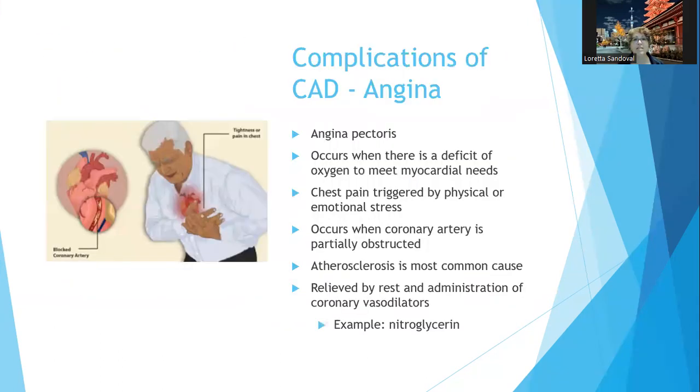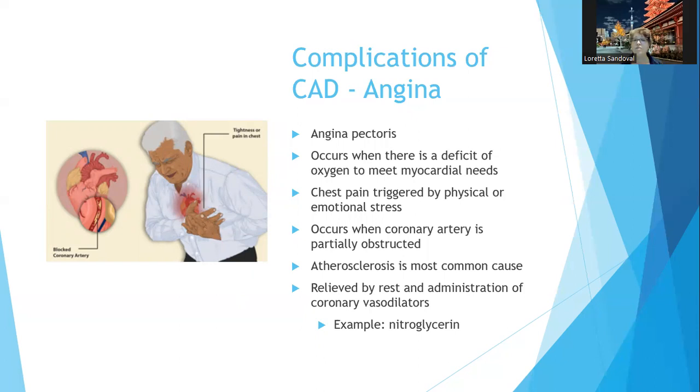So basically, angina and myocardial infarction are complications of coronary artery disease. So when your coronary arteries get filled up with junk, filled up with plaques, they're narrowing. And so angina pectoris means chest pain. And that's what it is. It's chest pain. So angina pectoris is where there's a deficit of oxygen to meet myocardial needs.